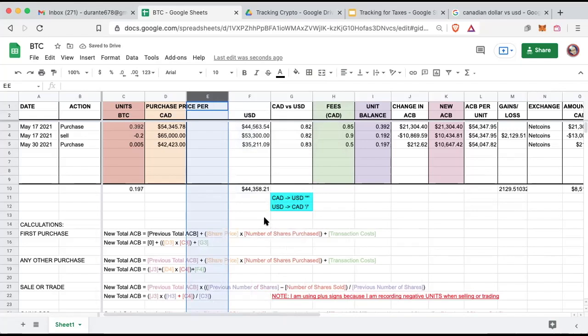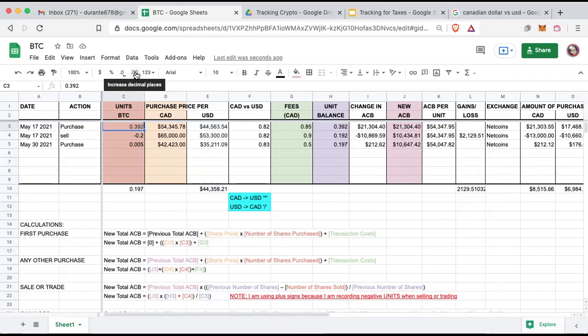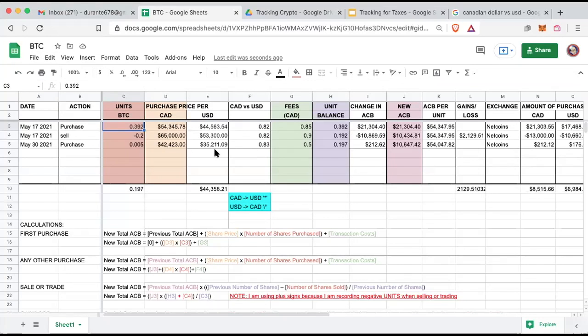If I'm not happy with what I did, I can undo right there. Text size, the type of text, font. If I want more decimal points, I use these two buttons. I can make the decimal move, add more zeros, and bring it back. If I want a dollar sign, I can do that. I don't want that, undo. If you're unsure of how to do something, Google's your friend.